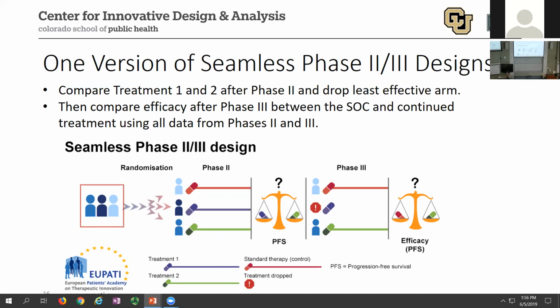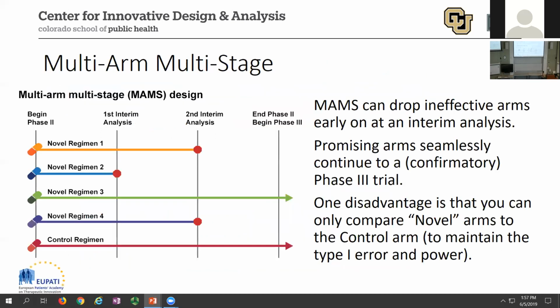Some of the advantages here is that we have all the information from phase 2 and phase 3 to continue for both the red and green arms in the figure. So we have this larger sample size to draw upon, as well as potentially choosing different, or in this case the same, outcomes for our phase 3 trial of efficacy. So there's a lot of flexibility with these seamless designs to help bridge some of the gaps we have with more traditional approaches to trial design.